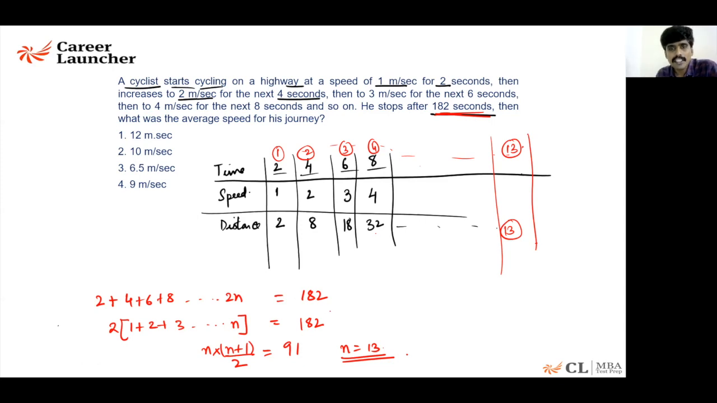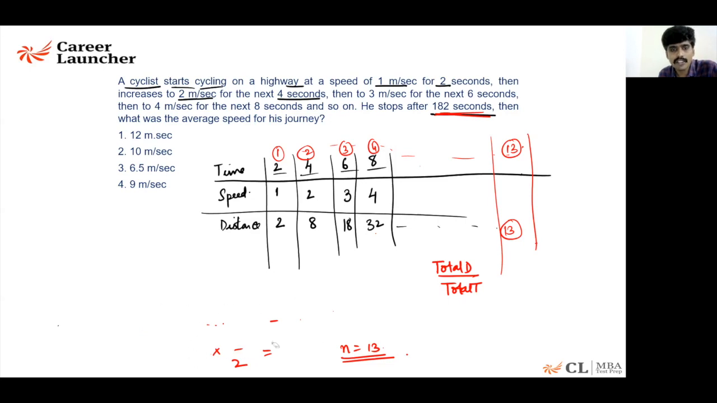Okay, so what is the question asking? What is the average speed? The average speed is equal to total distance upon total time. We know the total time is 182. That is our denominator. We want to find what the total distance is. What is going to be the total distance? The total distance is going to be 2 plus 8 plus 18 plus 32, and so on up to 13 terms.